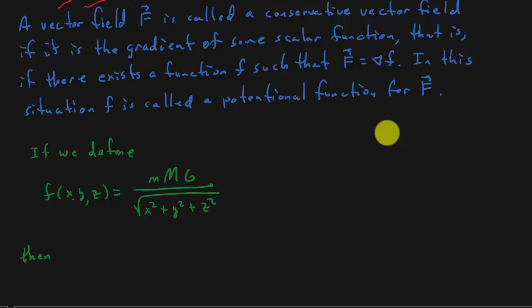All right. So this is the last thing. It says a vector field F is called a conservative vector field if it is the gradient of some scalar function. That is, if there exists a function f such that the vector function F is equal to the gradient of f. In this situation, f is called a potential function for our vector function F.